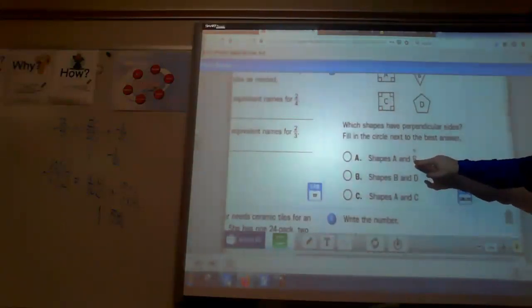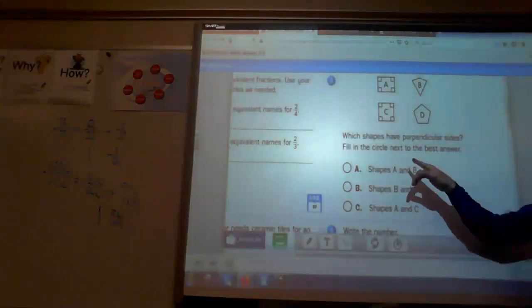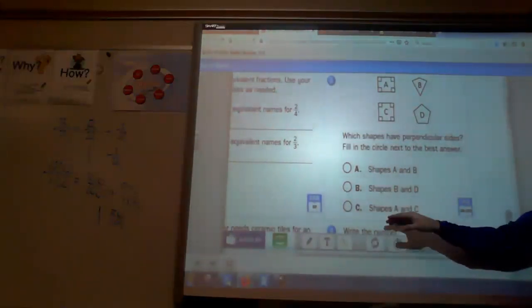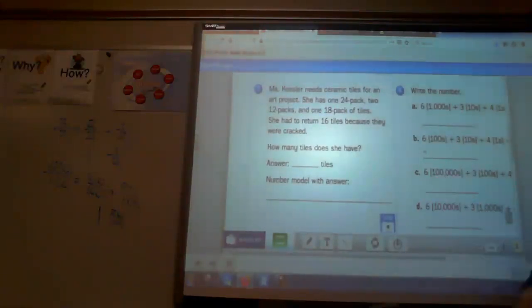Which shapes have perpendicular sides? So it's only going to be one of them. A, B, or C, perpendicular. Shapes A and B, shapes B and D, shapes A and C. Okay, here's where people get this one wrong. A lot of people get this wrong. Tons of people get this wrong.